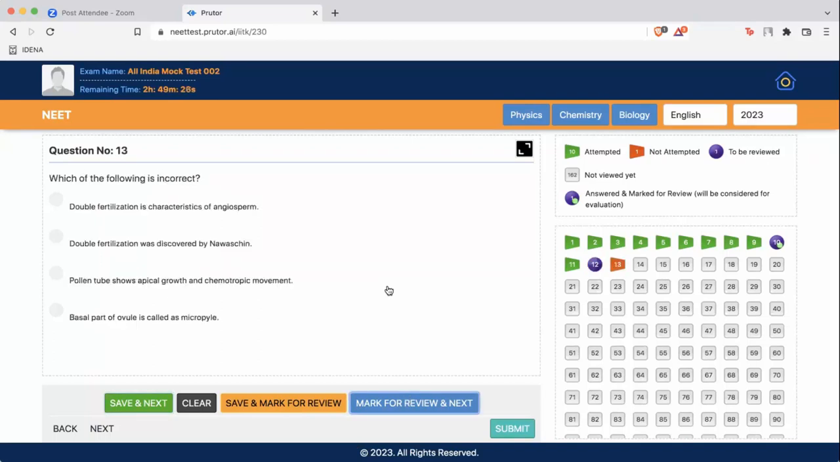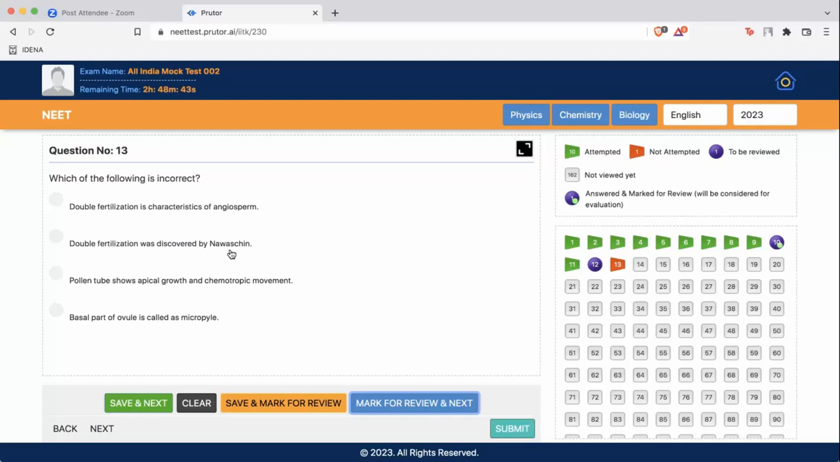Which of the following is incorrect? Basal part of ovule is called as micropyle. I thought it was chalaza. Double fertilization is characteristic of angiosperms. I thought it was triple fertilization. Double fertilization is pointing to apical growth, and this is correct. Double fertilization discovered by Nawaschin. Double fertilization is characteristic of angiosperms. Triple fertilization because three.